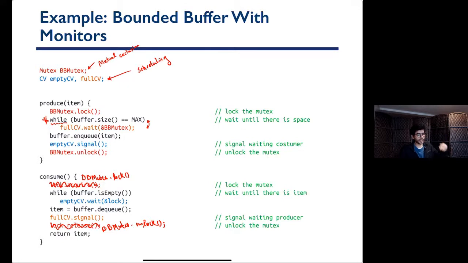Again, at the beginning and end, we lock the mutex. In the consumer, we check for the condition: we want the buffer not to be empty. If it is empty, we wait. Then we consume an item, and then we signal producers. So when producers produce an item, they signal consumers. When consumers consume an item, they signal producers.